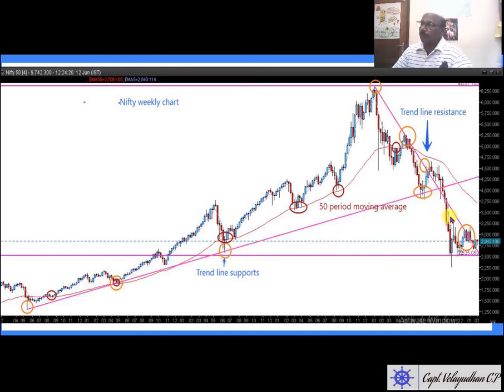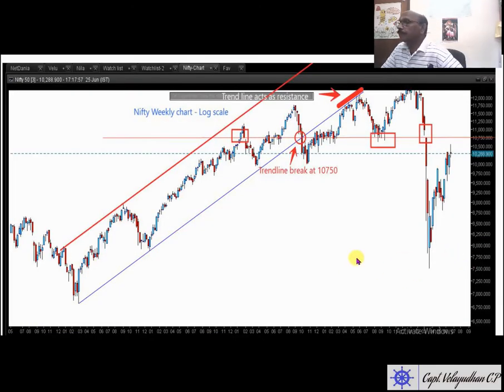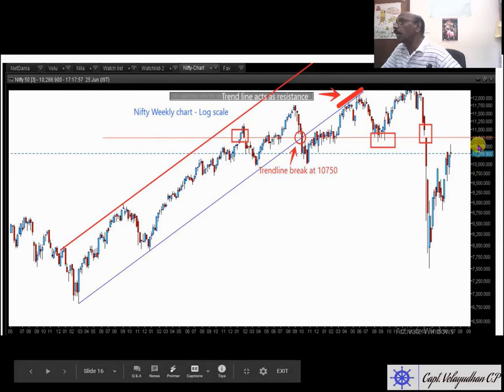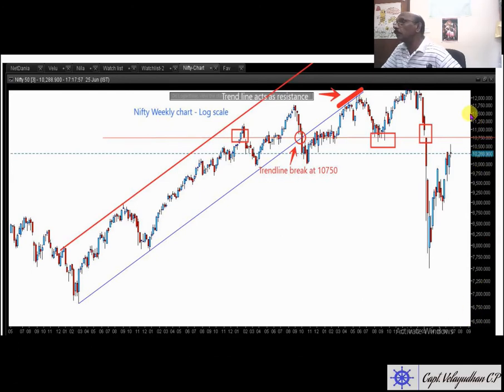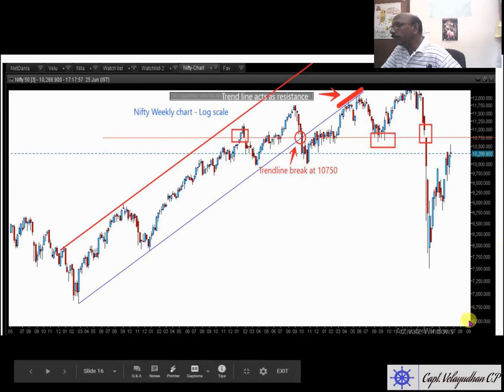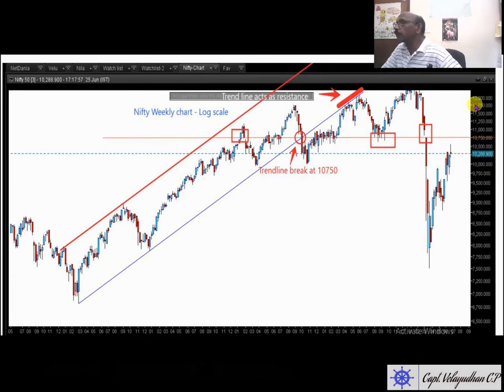Now I'll show you the log scale. This is a Nifty chart on log scale. You can see the distance here is more and here the distance is small, even though the price difference is the same. Price difference is 250, here also 250, but the distance on the scale here is different. Here larger, here smaller. So this increment is based on the logarithmic principle. Price will remain the same, but the scale changes.